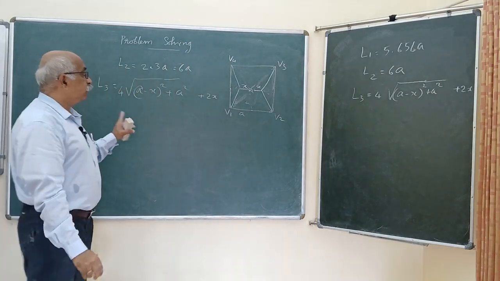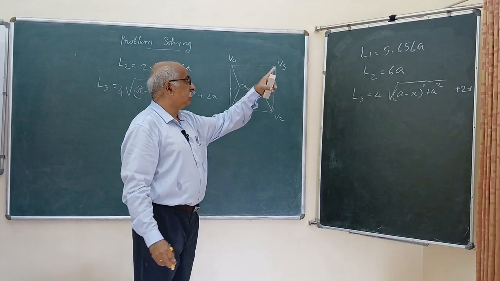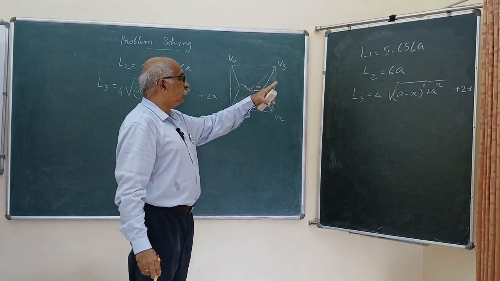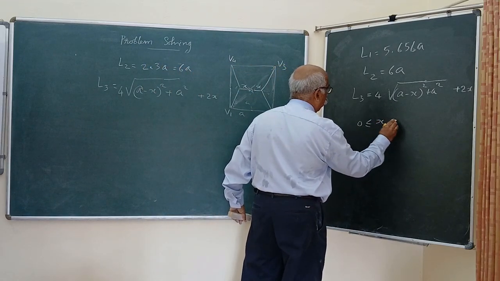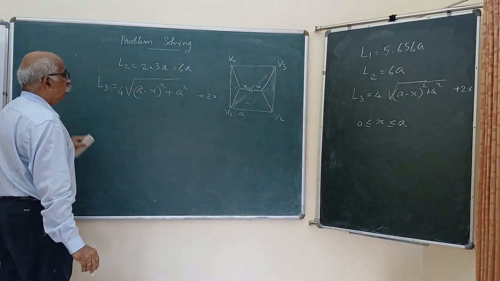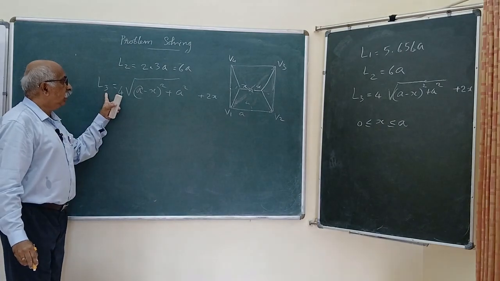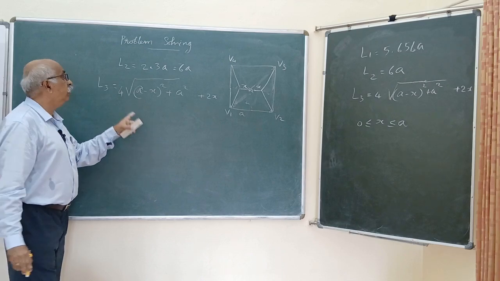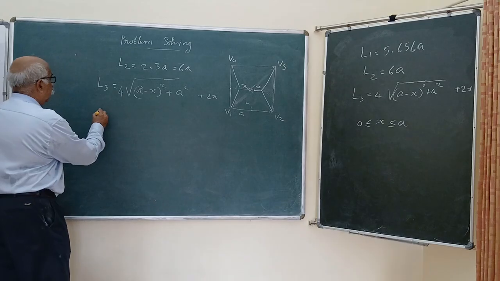What about the values of x? Possible values of x: x is equal to 0, one case, that is L1. x is equal to the maximum, a, that is L2. Therefore, x can be between 0 and a. Now let us look for the minimum of this L3. L3 is a function of x.